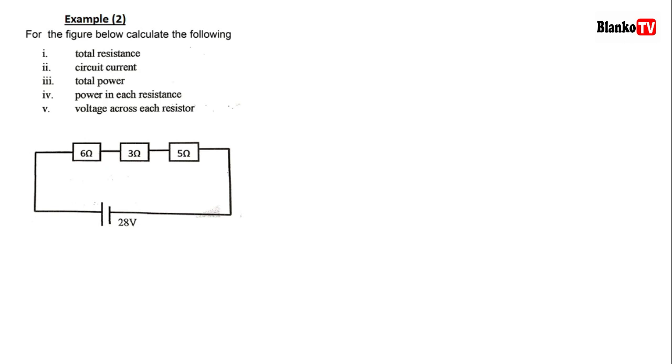Okay, welcome to example 2 of the calculations under DC circuits. The question is, for the figure below, calculate the following: I, total resistance; II, circuit current; III, total power; IV, power in each resistance; and V, voltage across each resistor. That is the diagram that the question is talking about.